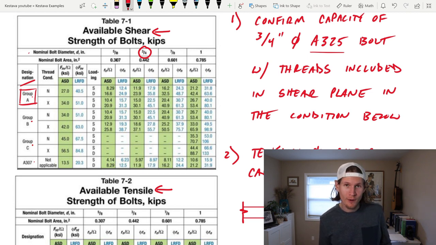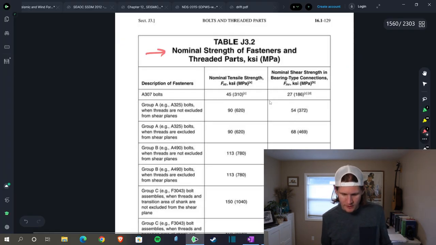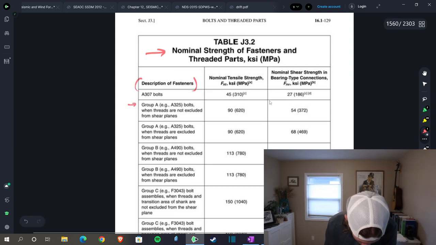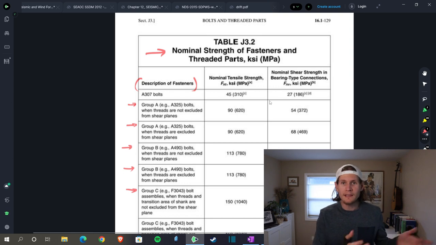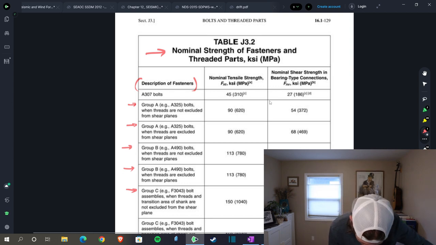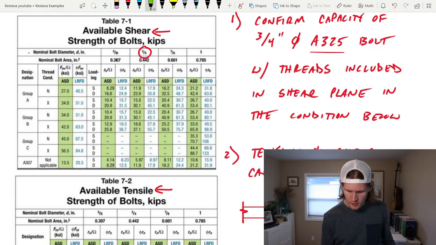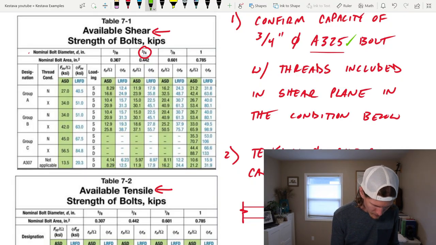We're going to go over to table J3.2 to determine just that. We have a table for nominal strengths of fasteners and threaded parts. If you look at the description of the fastener, you'll see that it calls out groups, group A, group B, group C, and those are the same that are called out in the tables previous that we were looking at. But right next to them, they give the actual bolt designation: A325, A490, and then it starts to get a little crazy, F3043. More commonly in the professional field, in my experience, you will see bolts called out as A325 versus group A bolts. So when you see that, don't get confused that it's something different. They're the same thing. So our problem calls out A325. We know that we are group A.